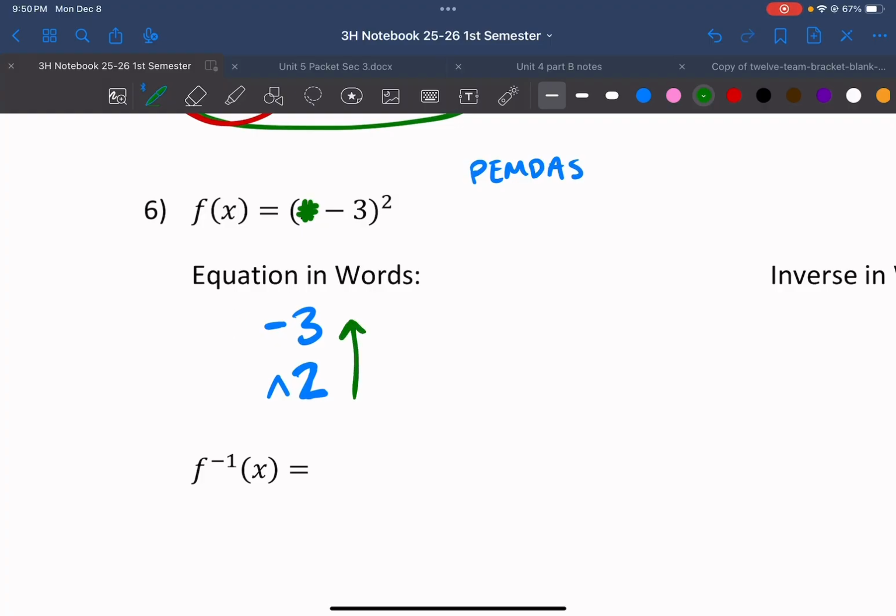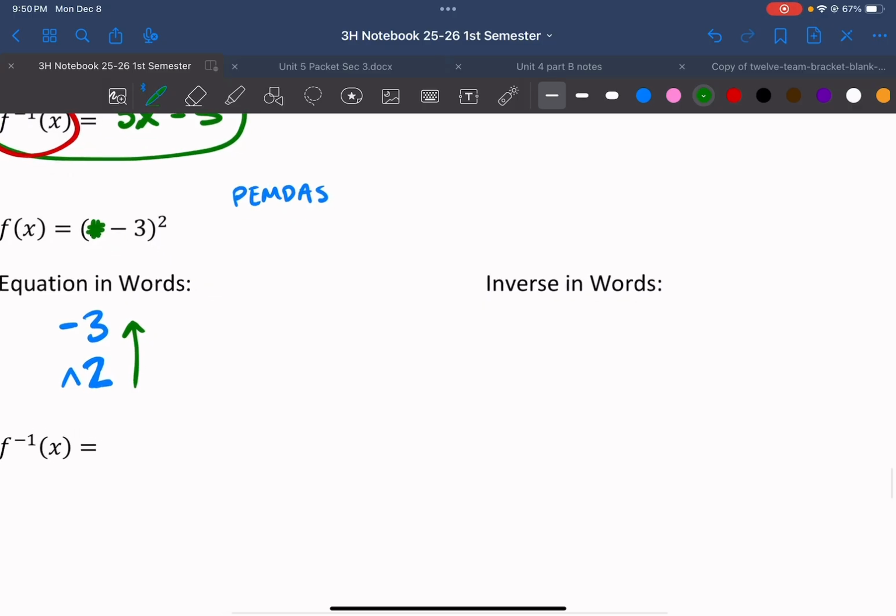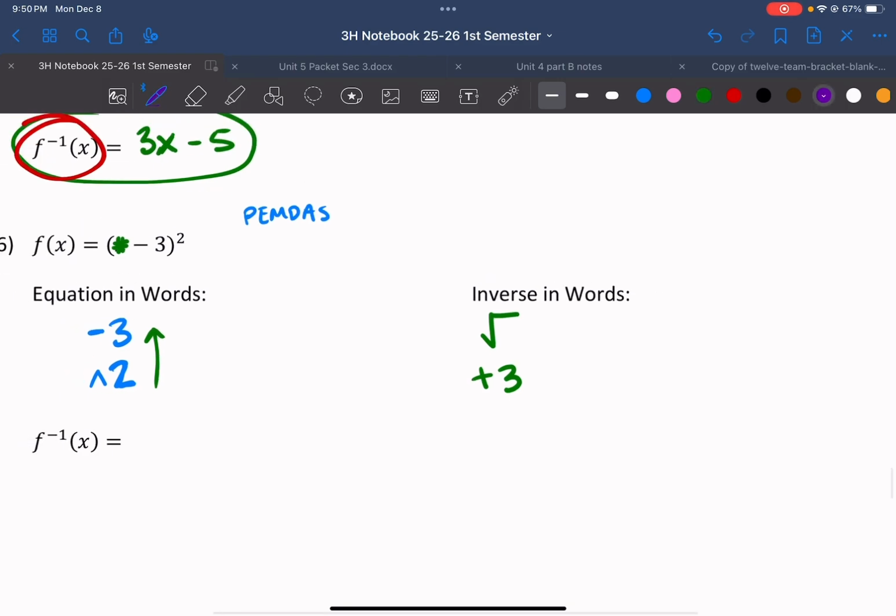Okay, backwards, opposite. Opposite of squaring is square rooting. I just kind of give these symbols in a list. Square root, add 3. Okay, so I'm going to start with a blank x. I'm going to go down this list now. Square root, add 3.